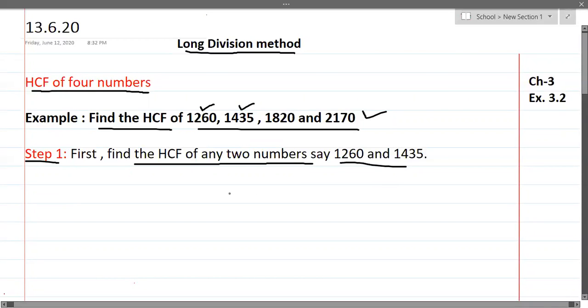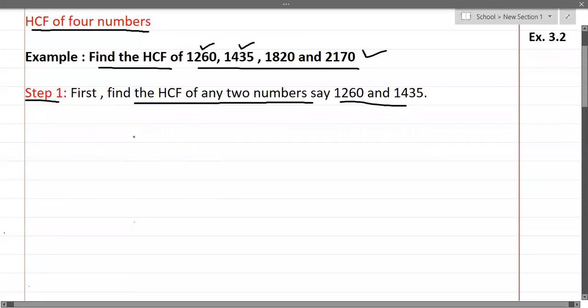So let's divide and find the HCF of these two numbers. So firstly you have to make a division bracket over here. So inside we'll write the bigger number, that is 1435, and outside you have to write the smaller number, this will be your divisor, right? 1260. Now we have to divide. If you go with 2, 1260 multiplied by 2 will be a bigger number, so we have to divide it by 1.